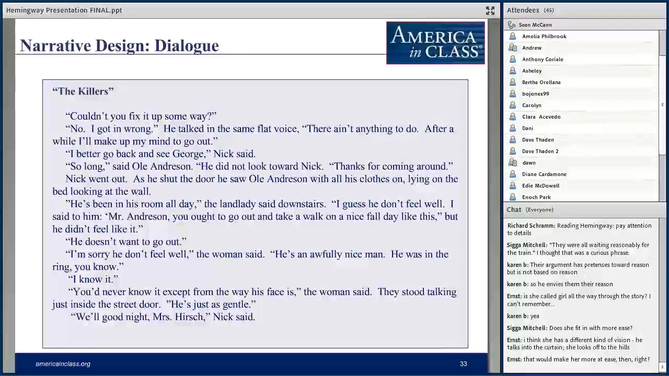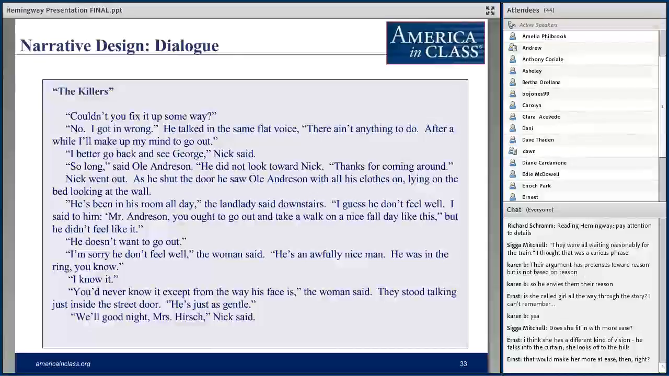Nick went out. As he shut the door, he saw Ole Anderson with all his clothes on, lying on the bed, looking at the wall. He's been in his room all day, the landlady said downstairs. I guess he don't feel well. I said to him, Mr. Anderson, you ought to go out and take a walk on a nice fall day like this. But he didn't feel like it. He doesn't want to go out. I'm sorry he don't feel well, the woman said. He's an awfully nice man. He was in the ring, you know. I know it. You'd never know it except from the way his face is, the woman said. They stood talking just inside the street door. He's just as gentle. Well, good night, Mrs. Hirsch, Nick said.